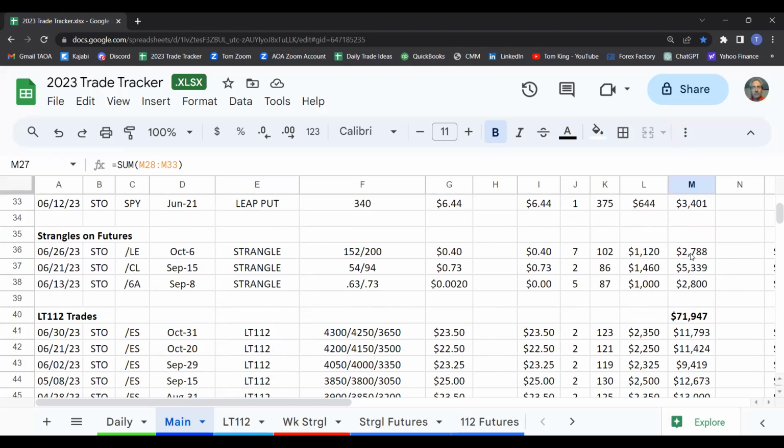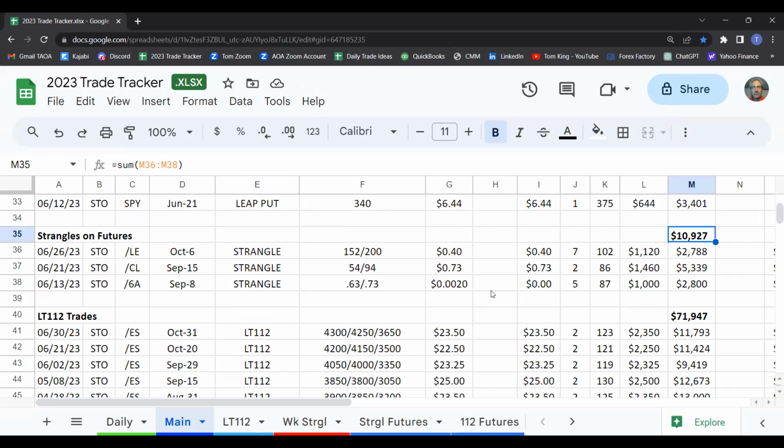Strangles on futures. I didn't sum these up, but you can certainly look to do that. So, I know I could take a look at these as well. I'm at $10,000 on strangles on futures. I technically would like to have a little bit more on. I'd like to get to 4.